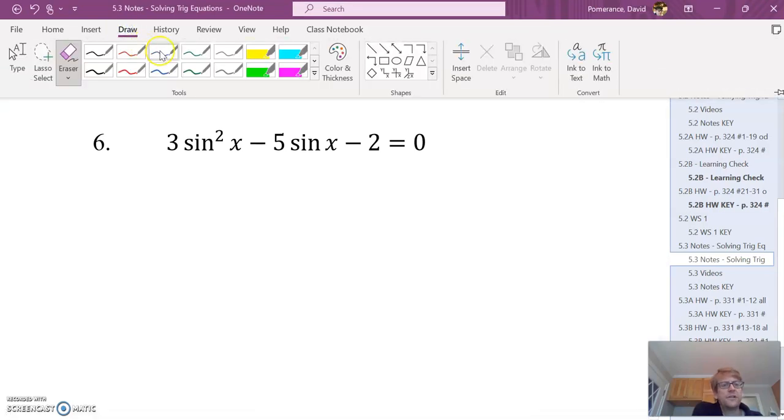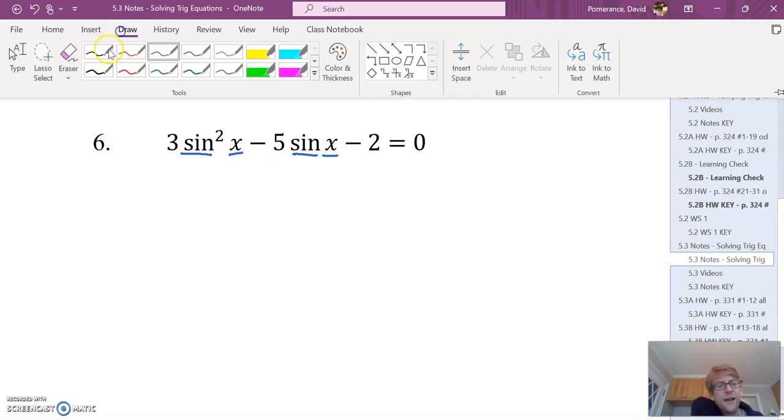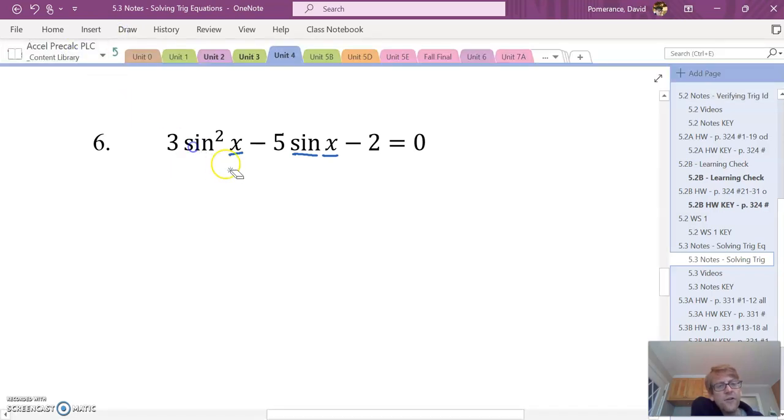Looking at example 6 on the solving trig equations notes. This time we don't have different trig functions. We have the same trig function, sine, here as we do here. And we have the same argument x here and here. The thing that's different is the fact that the first one is being squared and the second one is not. So we can't combine them.